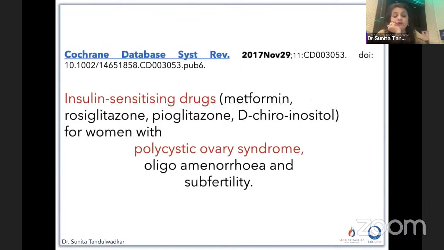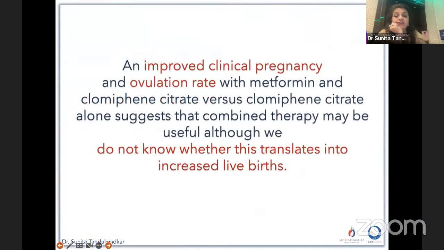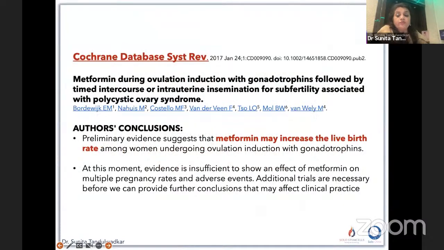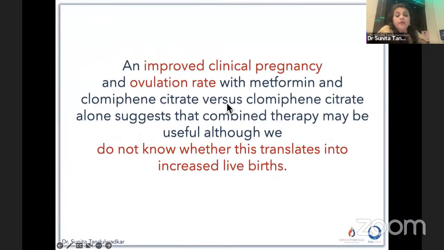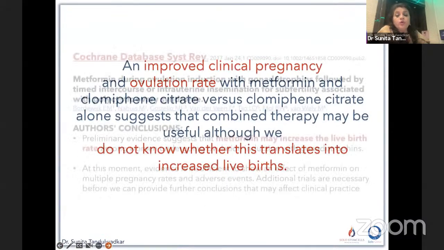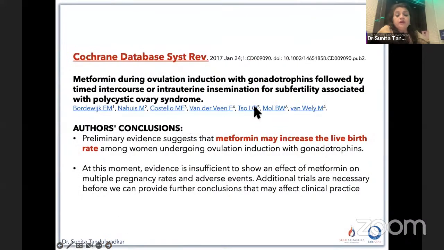Use of insulin sensitizers, the metformin, where does the evidence stand? Yes, it improves the ovulation rate and the clinical pregnancy, but we don't know whether it translates to live birth in a PCOS patient. If I say metformin with the oral ovulogen, the live birth rate, we don't know. But when you add on metformin with the injectables, the live birth rate also is increased. And that's what the Cochrane says.